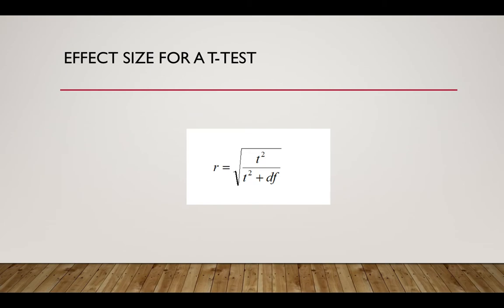Effect sizes can be easy to calculate. They can be hard to calculate. It turns out for a t-test where we have a test statistic, our t-statistic, that calculating the Pearson correlation coefficient is very easy. It's just the square root of t squared divided by the quantity t squared plus the degrees of freedom.